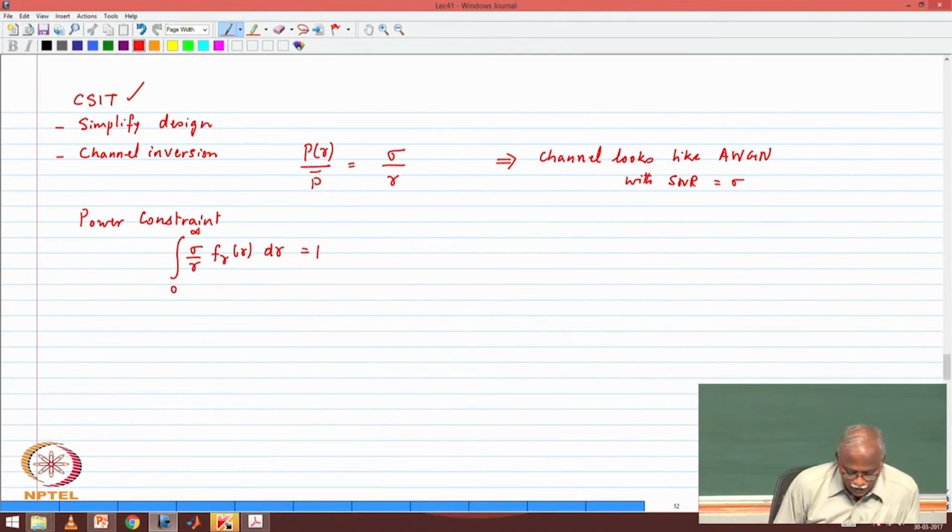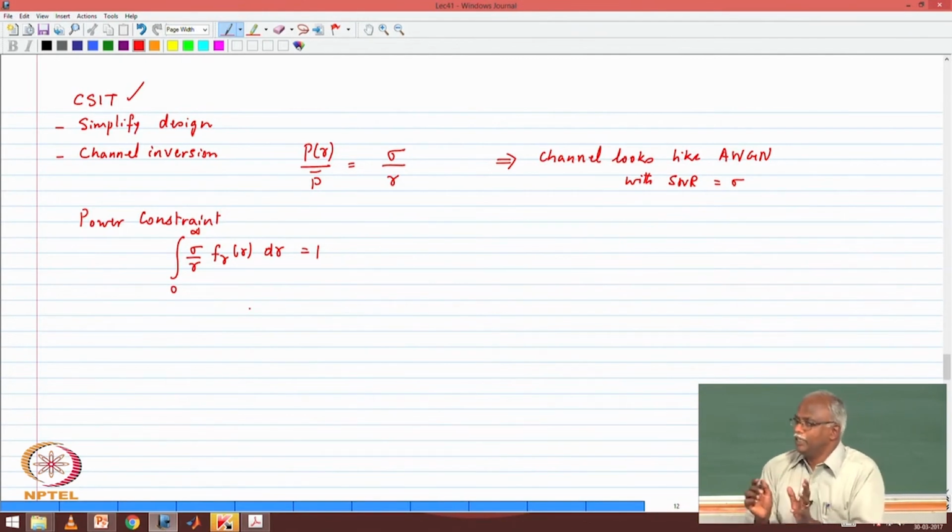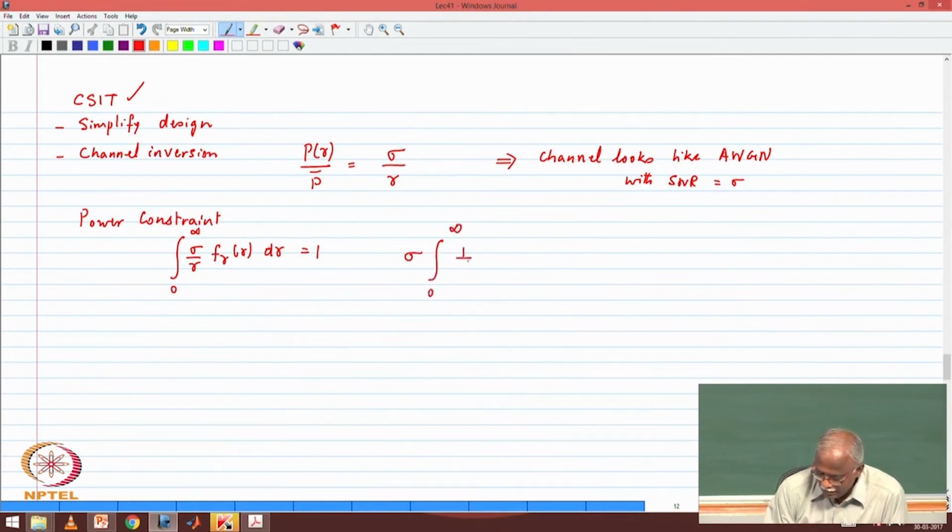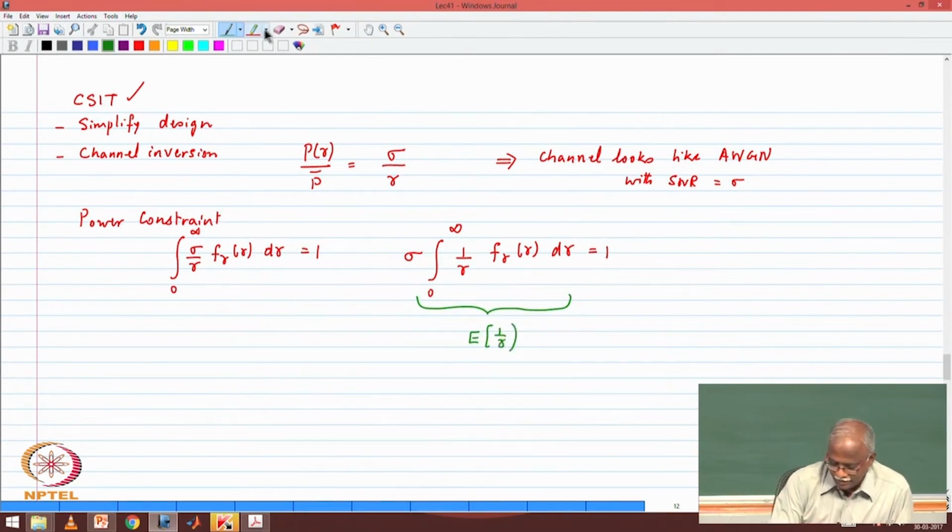Now, this is an interesting expression, because sigma is a constant. If I pull that out, it's integral 0 to infinity of 1 over gamma F gamma of gamma d gamma. This has to be equal to 1. What is this integral? It is the expected value of 1 over SNR. Okay, very interesting. So basically we are interested in 1 over SNR.